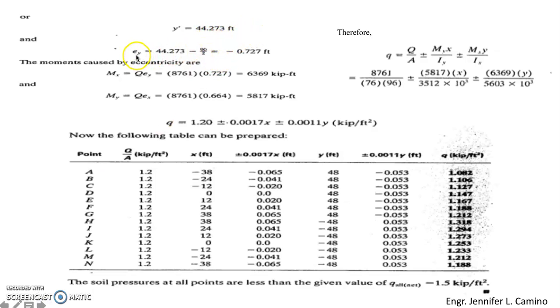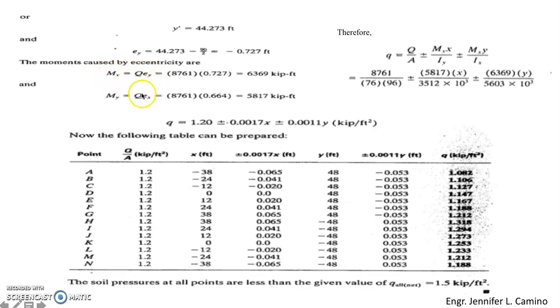44.273 feet. And basically, our eccentricity along y direction now is equal to 44.723 subtracted by 90 all over 2, 96 all over 2, so we get negative 0.727. So meaning to say our e sub y is below the centroid of the mat foundation. So this is our e sub y.